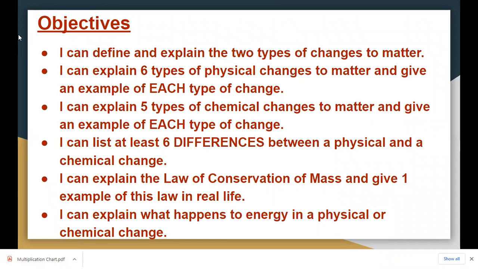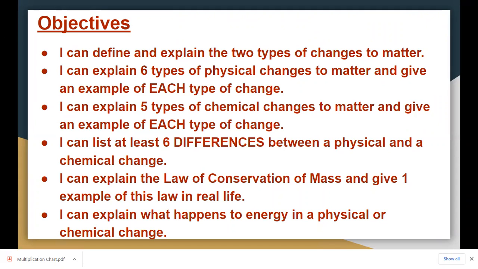Here are our objectives today, and as you know by now, the objectives will turn into questions at the end of the video that you will be submitting the answers to for me as an assignment. So pay attention to the objectives as we go through the lesson. I can define and explain the 2 types of changes to matter. I can explain 6 types of physical changes to matter and give an example of each type of change.